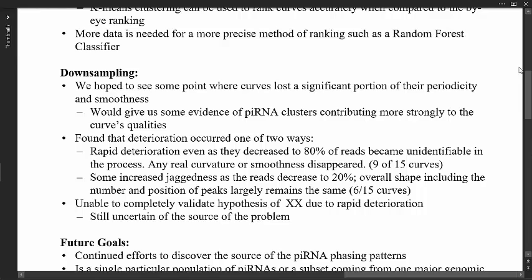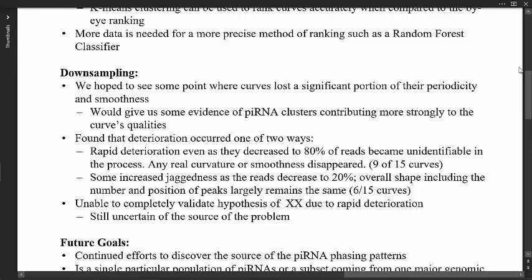For 9 of the 15 of our curves, we found that rapid deterioration occurred even as they decreased to 80% of the reads out of 100%. And these curves became unidentifiable in the process as they declined from 100% to 80%. Any real curvature or smoothness seemed to disappear. And then for 6 out of 15 of our curves, which was the other subset, some increased jaggedness occurred as the reads decreased to 20%. The overall shape, including the number and position of the peaks, largely remained the same, however. And you can see that with the example curves that we showed previously.